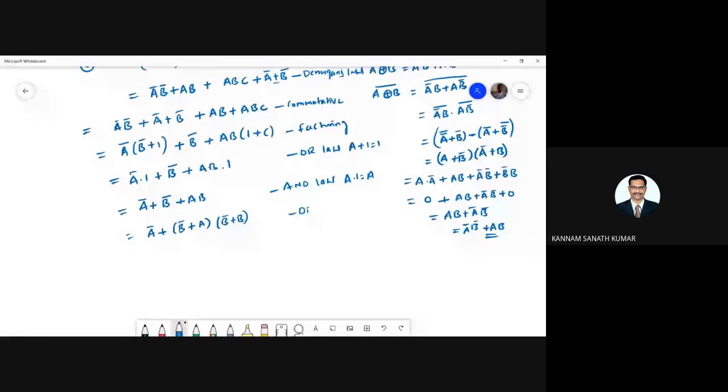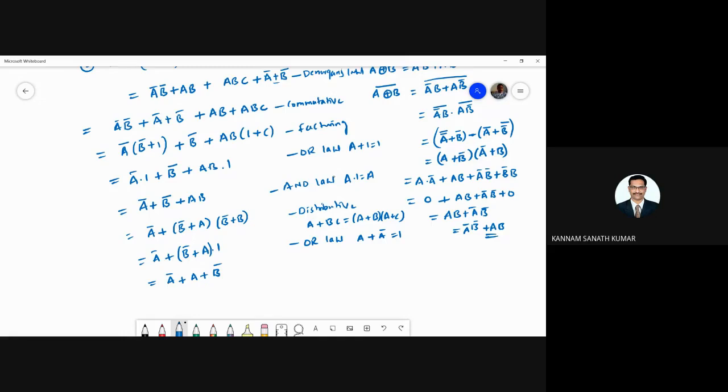Apply the distributive law. So what is the distributive law? A plus BC can be written as A plus B into A plus C. So A bar plus B bar plus A into 1. Why? Because of the OR law. So what is the OR law? A plus A bar equal to what? 1. Next, this is A bar plus A plus B bar.